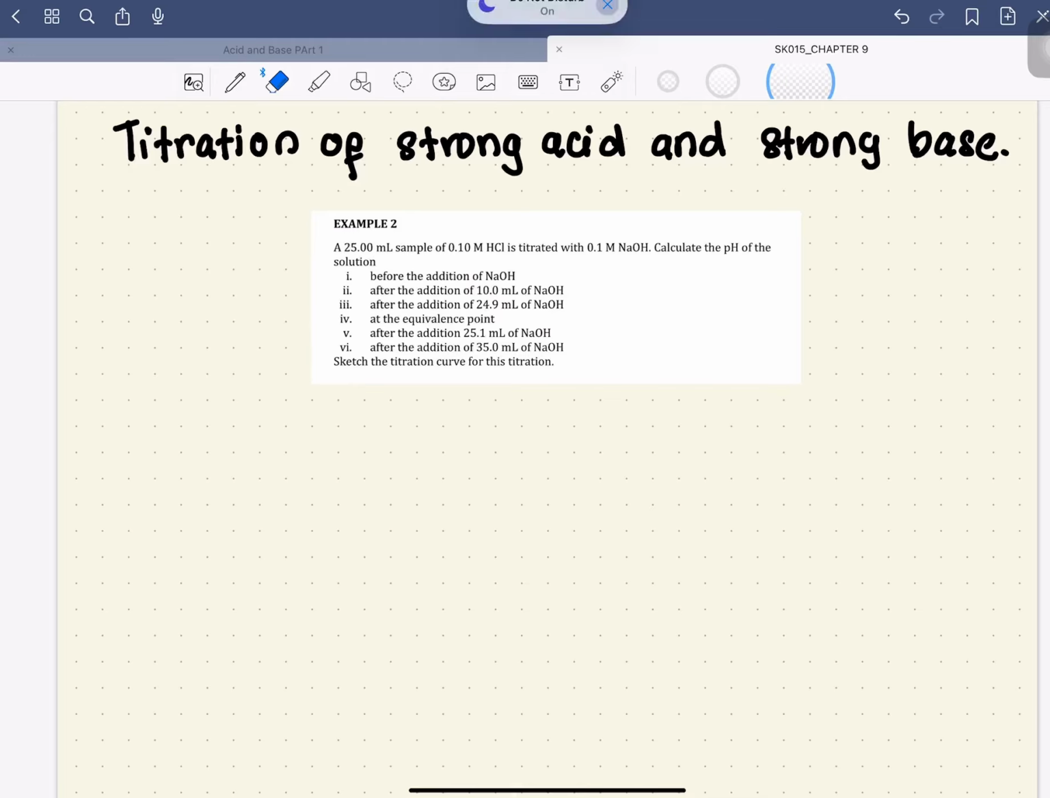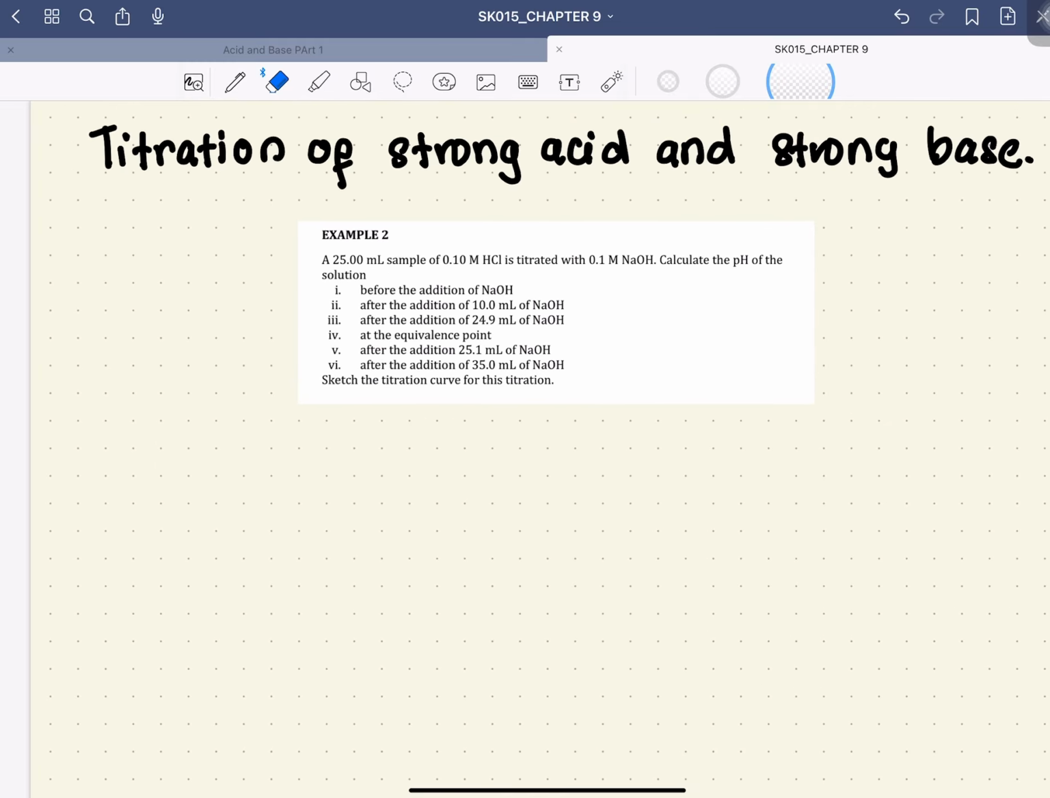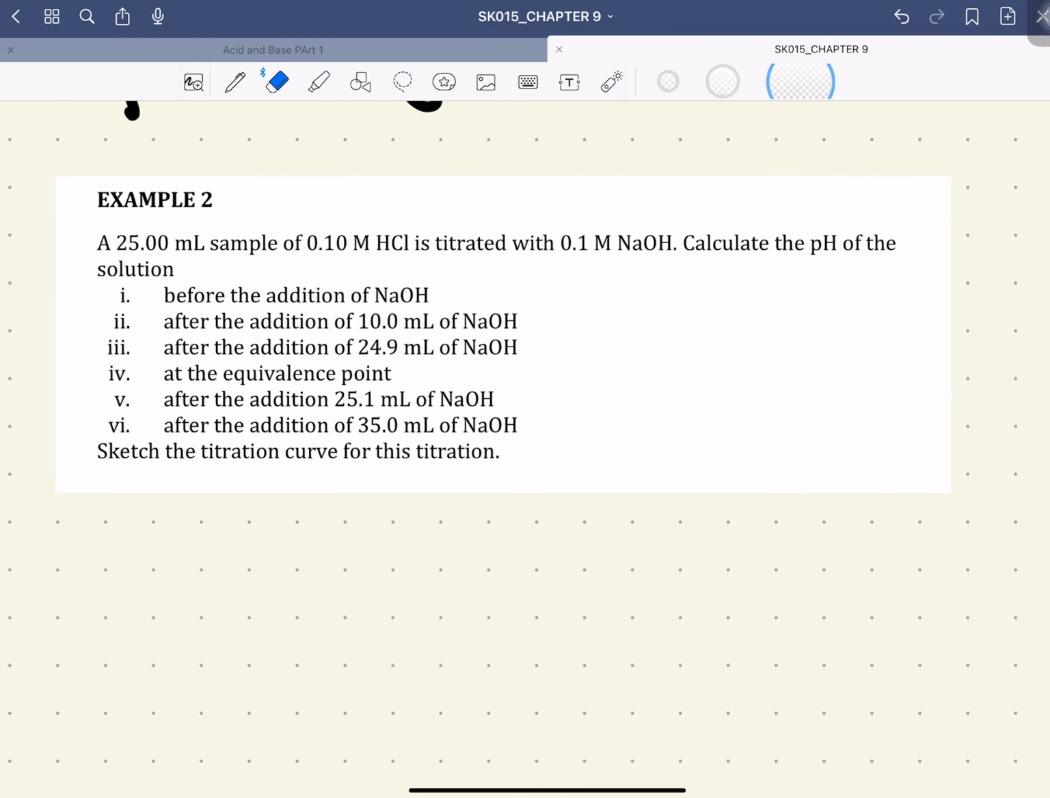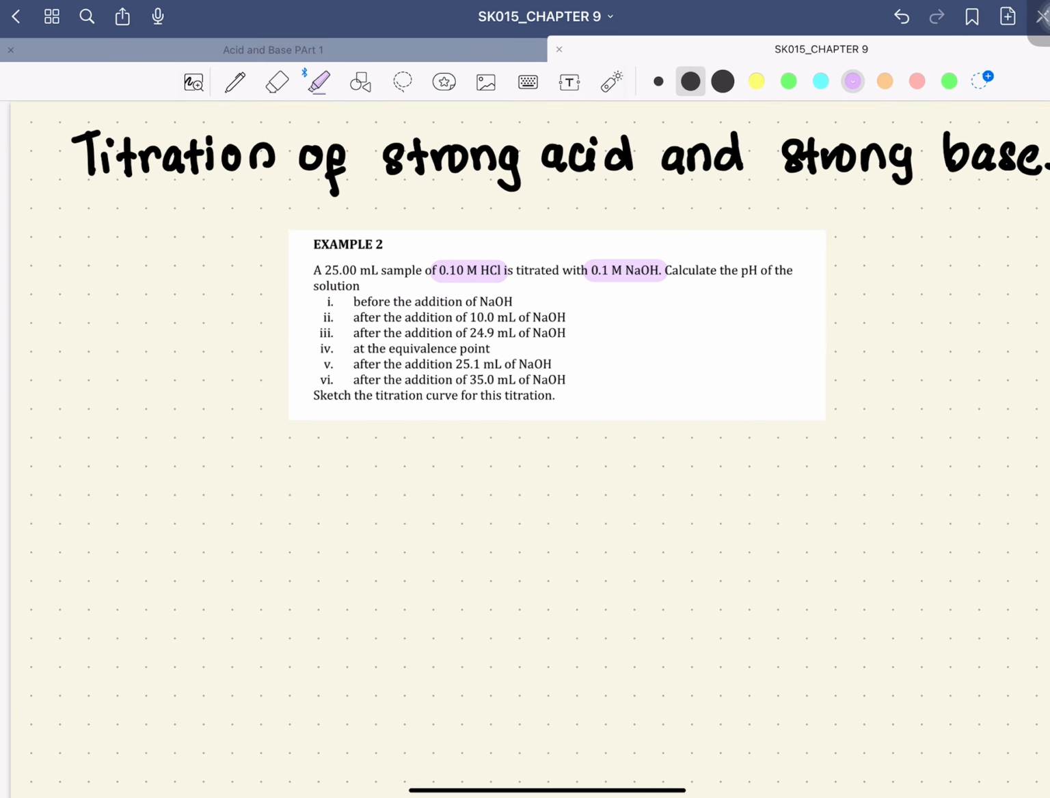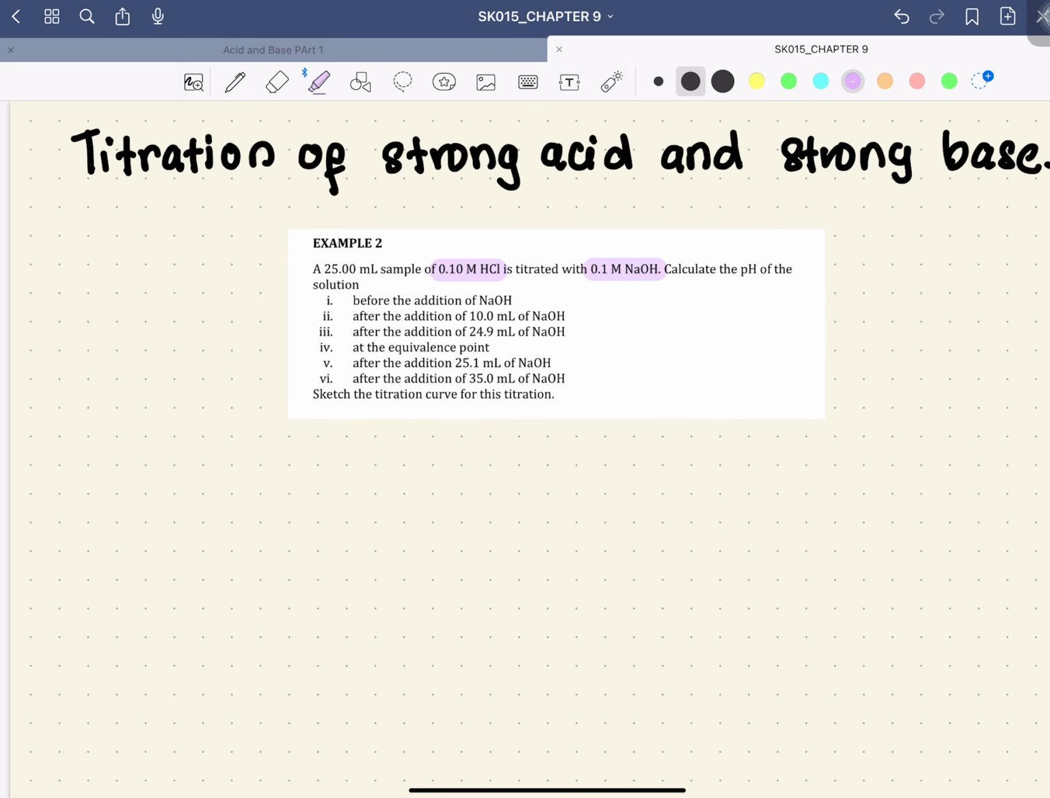Okay, so in this question, I'm going to show you how to calculate the pH before addition at a certain amount of volume and at the equivalence point. This is a question I took from Kenots, and as you can see, this is a reaction between hydrochloric acid and hydroxide ion, which means this is a neutralization of a strong acid and a strong base.